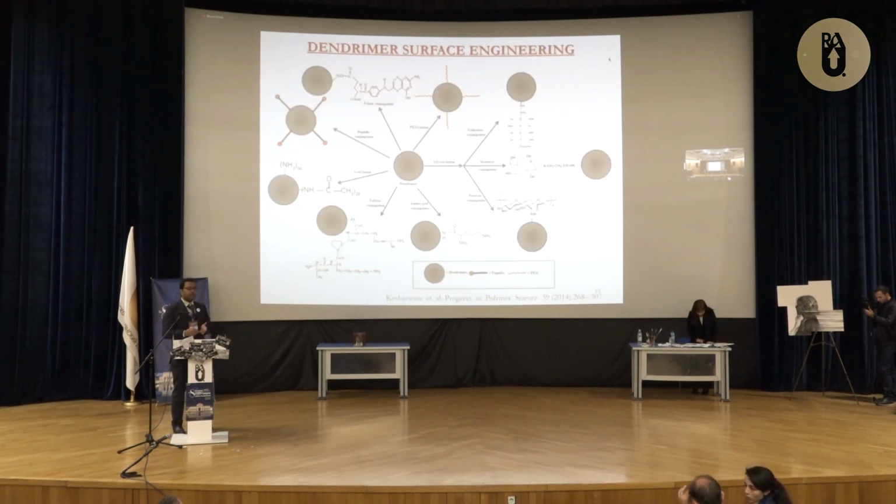So what are the various ways by which we can reduce the toxicity? It is called surface engineering. We can load something on the surface of the dendrimer by which we can reduce the toxicity. Like we can do folate conjugation, we can do surface coating by galactose, we can do some PEGylation. What is PEGylation? Putting PEG on the surface of the dendrimer is called PEGylation. So there are various ways by which we can reduce the toxicity of this dendrimer.